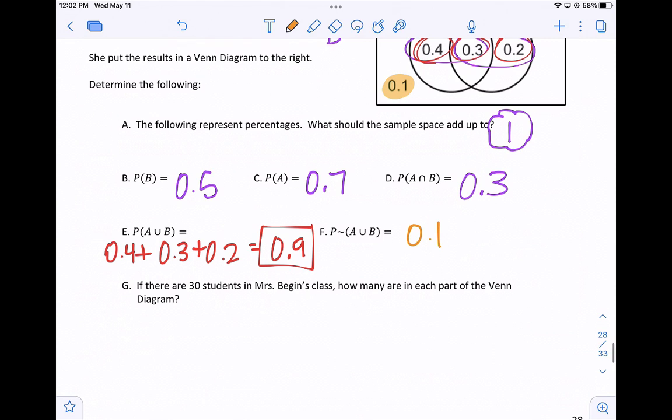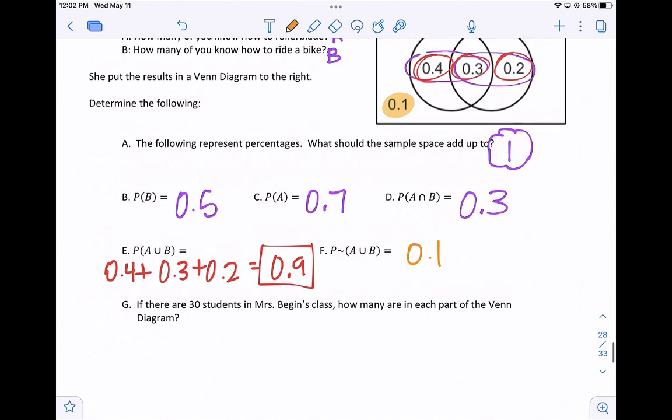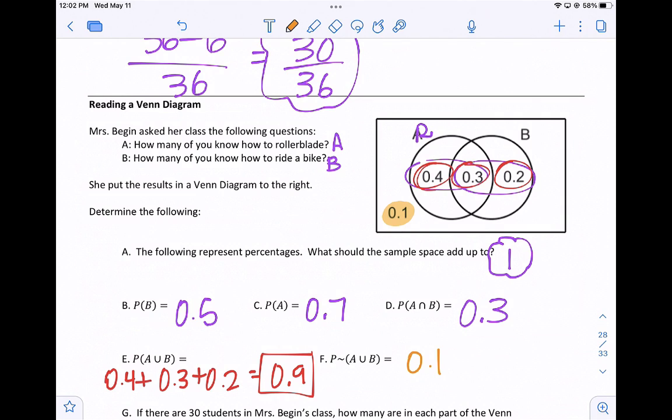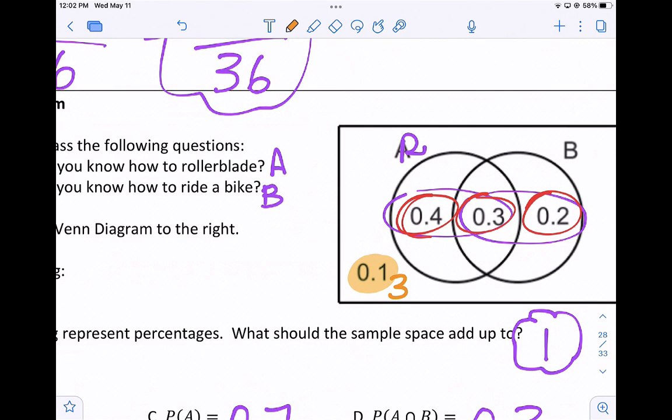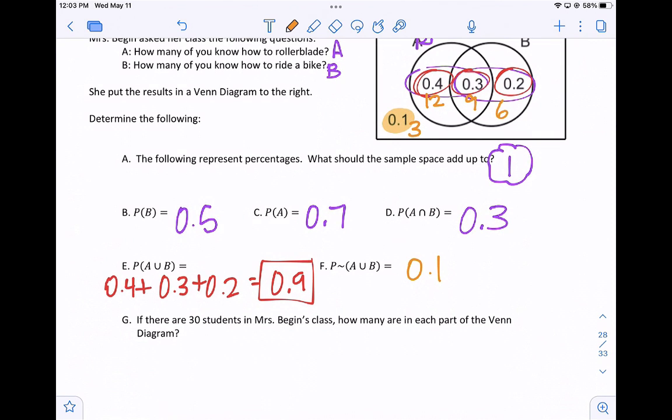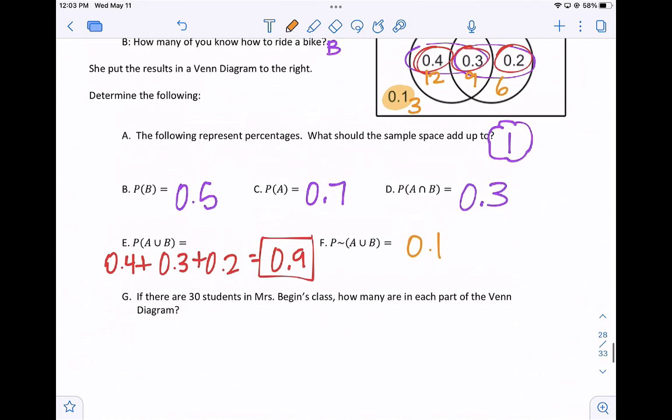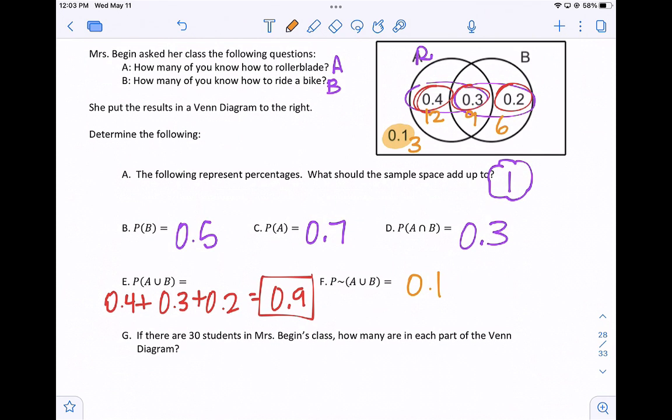If there are 30 students in Miss Bayesian's class, how many are in each part of the diagram? Well, we're just going to multiply. So if we take 30 times 0.1, we'll get 3. So this is 3 kids. If we take 30 times 0.4, this will be 12 kids. 30 times 0.3 will be 9 kids, and 30 times 0.2 will be 6. If you have percentages as decimals, you just multiply by the total. And that should add up to 30, which it does.